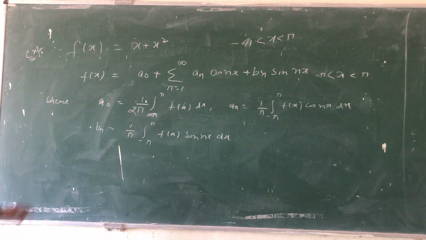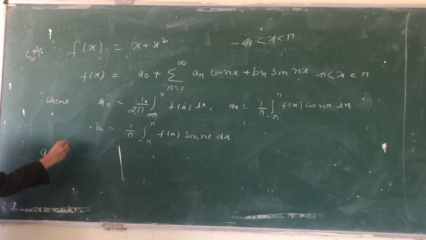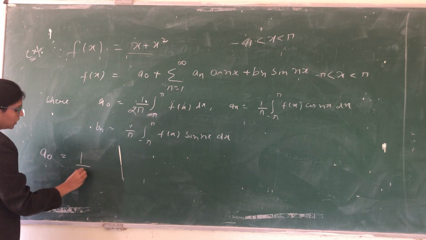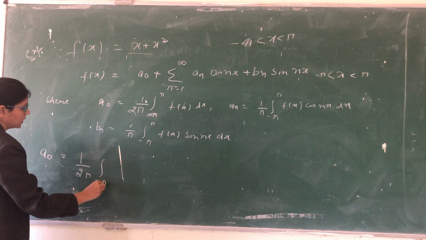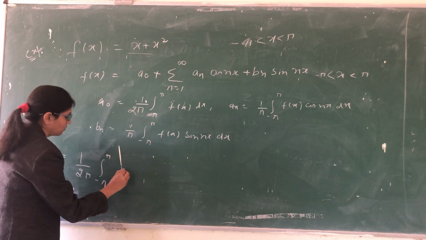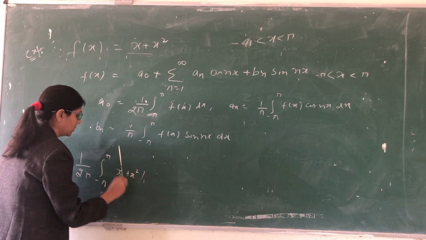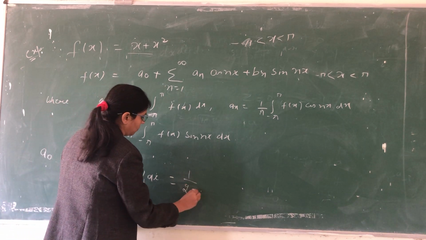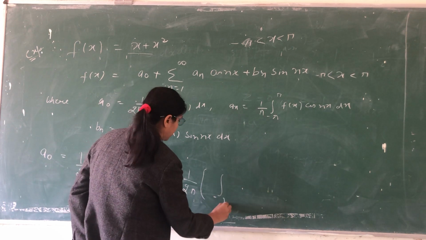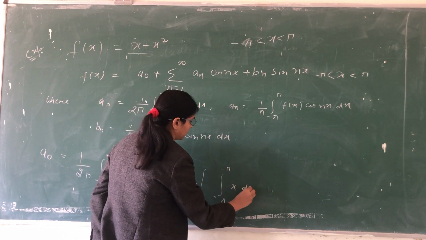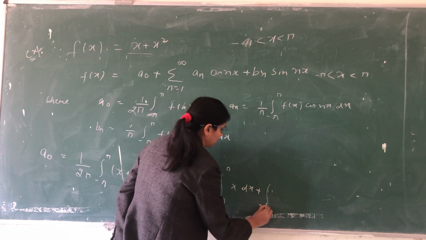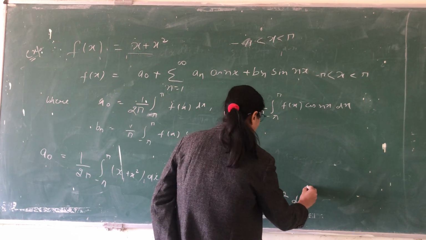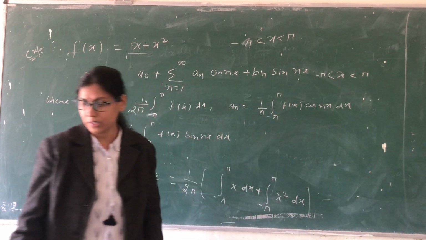So here first of all we will find a0. Here what is our f of x? F of x is x plus x square. Putting it in formula a0, 1 upon 2 pi integral minus pi to pi f of x, which is x plus x square dx, can be written as 1 upon 2 pi times integral minus pi to pi x dx plus integral minus pi to pi x square dx. इसे हम ऐसे लिख सकते हैं.